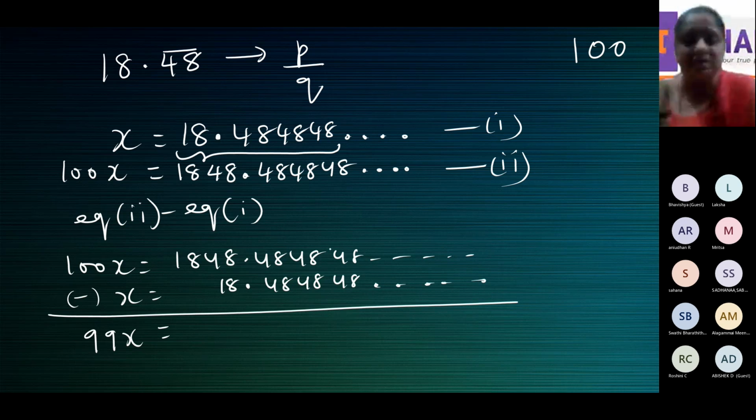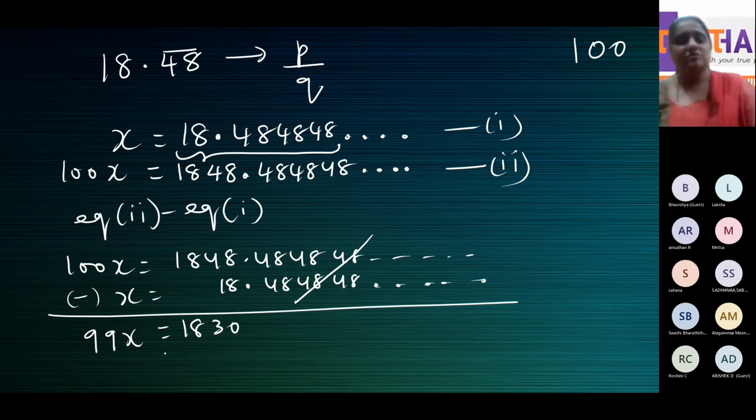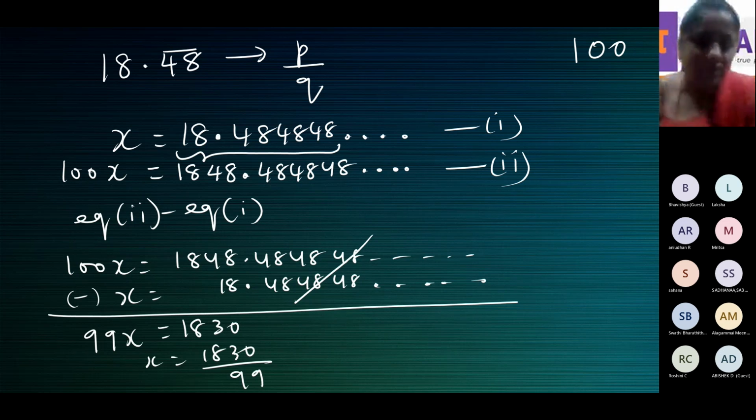99x. Here when you subtract, the decimal parts get cancelled, and you get 1830. So x is equal to 1830 divided by 99. You should always put it in the simplest form. You can divide this by 3 further, using the test of divisibility. 8 plus 1, 9, 9 plus 3, 12. Yes, it is divisible by 3. To put it in the simplest form is your job. Understood this, children?